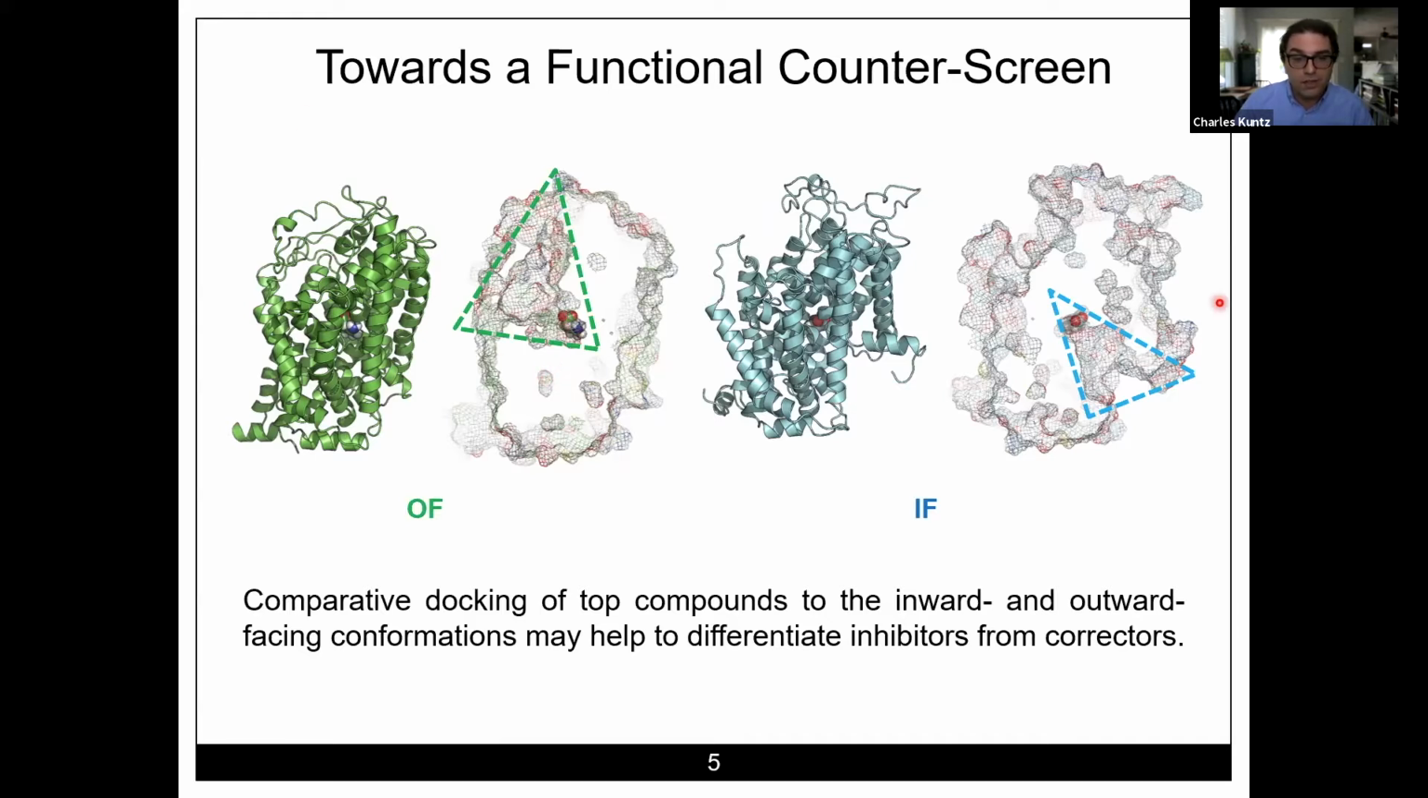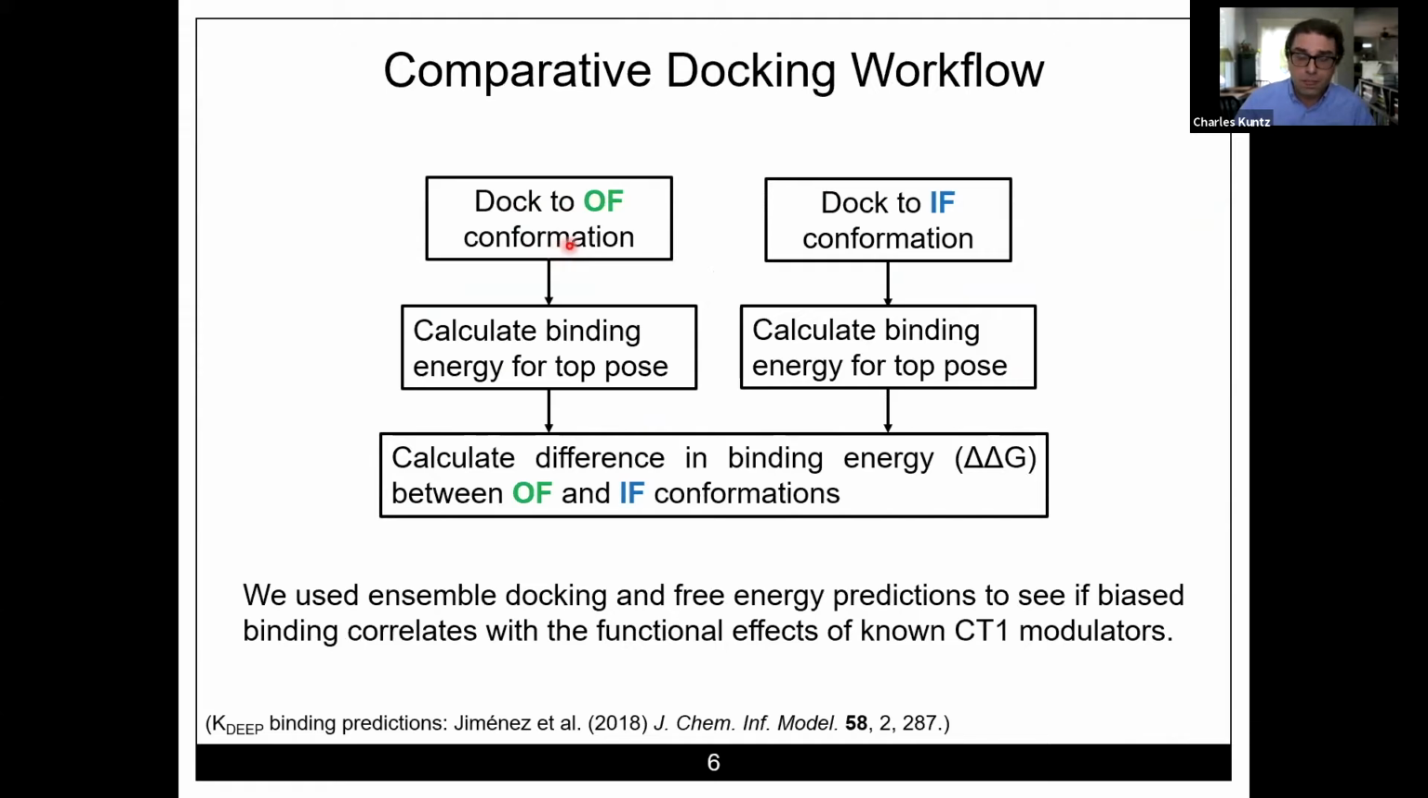And so looking at this, you can see what I'm talking about here. Normally with proteins, you see these ribbon diagrams. The green is the outward facing state and the blue is the inward facing state. But if we look at a surface model of this and cut away through, you can see the substrate site is roughly in the center of the protein in both, but the overall contacts that substrate makes are going to be different between these two states. And we really want to utilize this in identifying compounds that preferentially bind to the inward facing state.